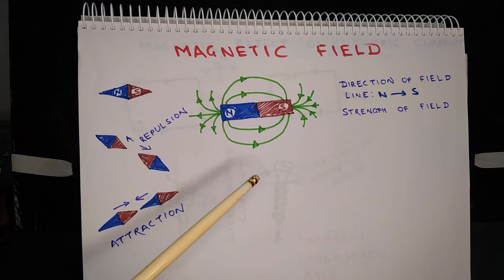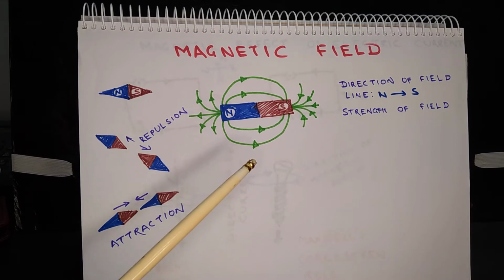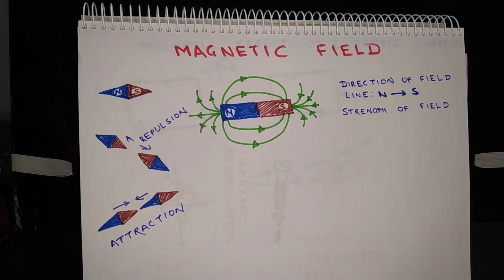No two field lines intersect each other, because if that were the case, then there would be a change in direction, which is not true, because the direction of magnetic field line will always remain from north to south outside the magnet, and from south to north inside the magnet.